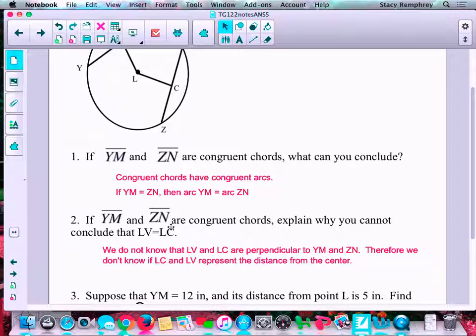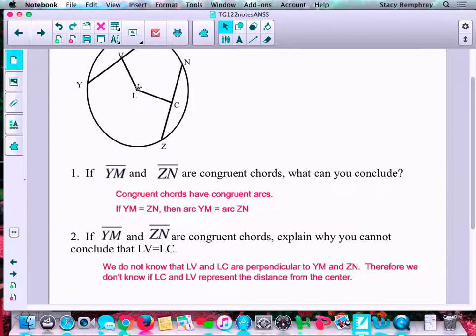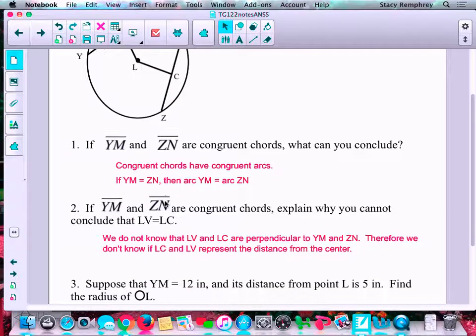If segment YM and segment ZN are congruent chords, explain why you cannot conclude that LV equals LC. And I know what you're thinking. These are congruent chords, so their distance from the center is equal. Well, you can see LV and LC don't have that perpendicular part I talked about. They're just a segment connecting the center to the chord, but since I don't know they're perpendicular, I don't know they represent that distance, so I don't know that LV equals LC. So be really careful of what the diagram is showing you.